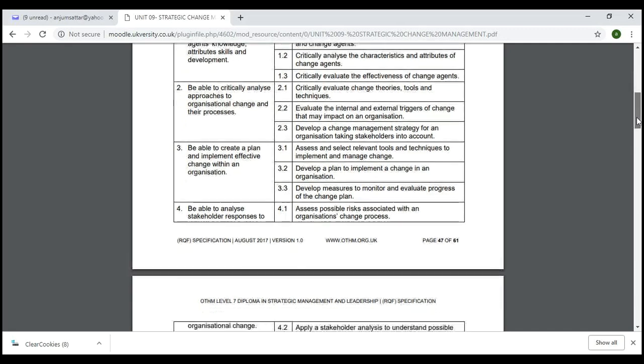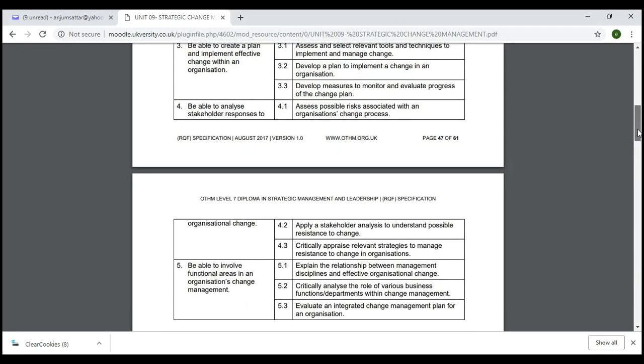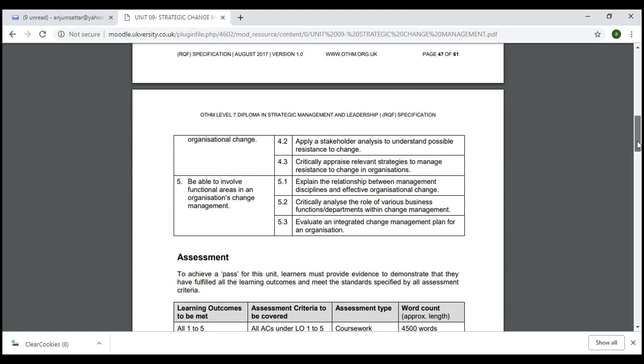We also discussed in the last lesson the risk, what sort of risk is associated with the change. So we need to measure the risk and reward. We discussed the stakeholder analysis model, the power and interest model, direct and indirect stakeholders, and internal and external stakeholders. So all these things we discussed in lesson 4 as well. And then we'll move to today's LO5, which is learning outcome 5: explain the relationship between management, discipline, and effective organizational change.